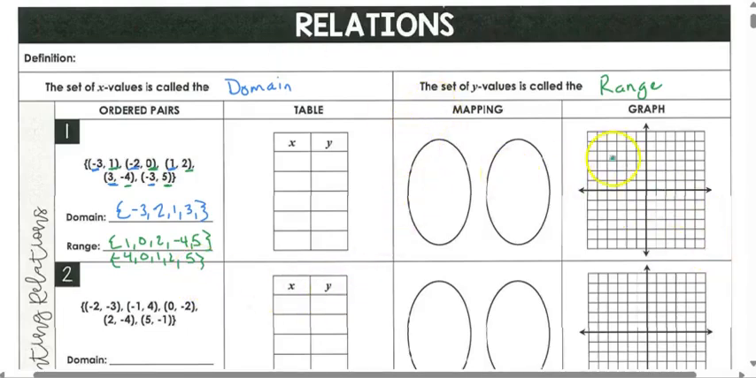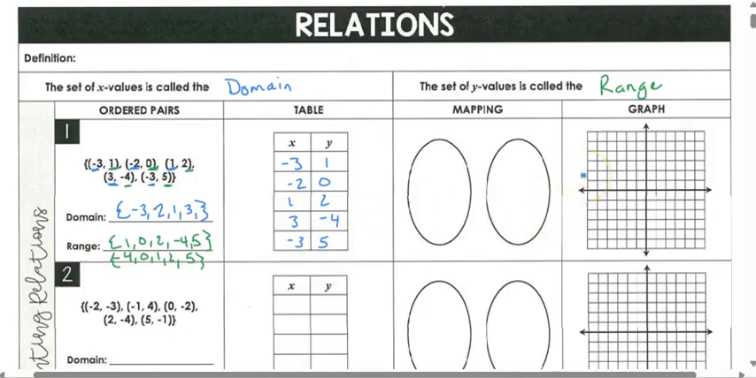There are different ways that we can represent a relation. We can have a list of ordered pairs, we can have a table, we can have a mapping, and we can have a graph. The table is simple, easy, you've seen it before. It has -3, 1; -2, 0; 1, 2; 3, -4; and -3, 5.